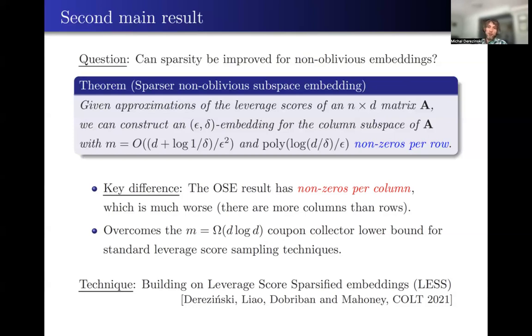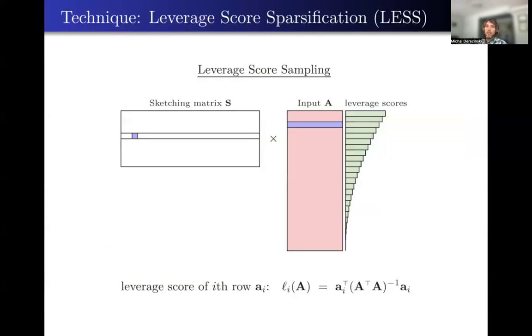It's closely related to leverage score sampling, but remarkably, leverage score sampling cannot achieve this result, because there's a lower bound, the coupon collector lower bound, that says leverage score sampling by itself cannot achieve the optimal embedding dimension. So just to quickly explain leverage score sparsification. Leverage score sampling, we can view as essentially subsampling the rows of the matrix A according to importance probabilities, which are defined in some natural way.